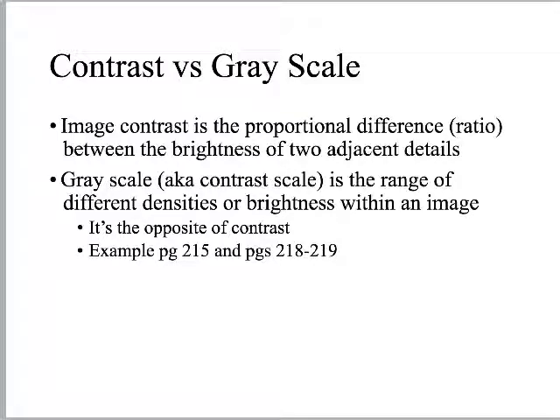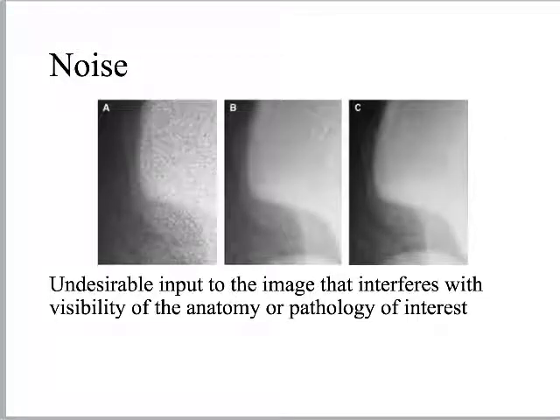And again, I am talking about image contrast, which I want to differentiate from subject contrast. They are 2 very different things. So be aware of those distinctions. Okay, noise. Noise we can call undesirable input to the image that interferes with the visibility of anatomy or pathology of interest. So it is that Sonic Youth song where I can't even understand what's being said anymore. Why? Because there's a lot of noise in this song, right? Same thing can happen with our images.